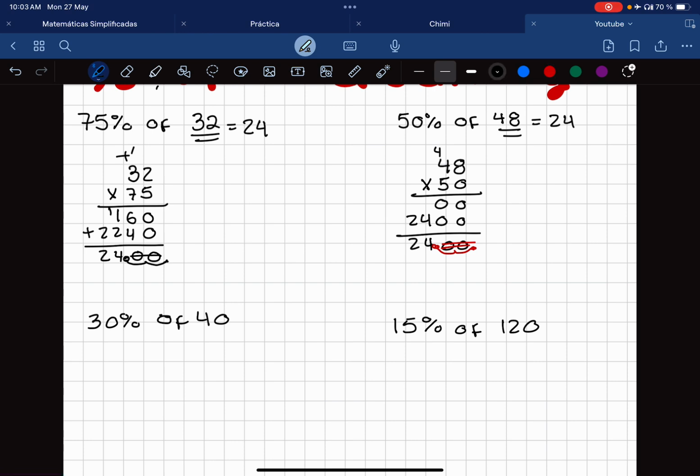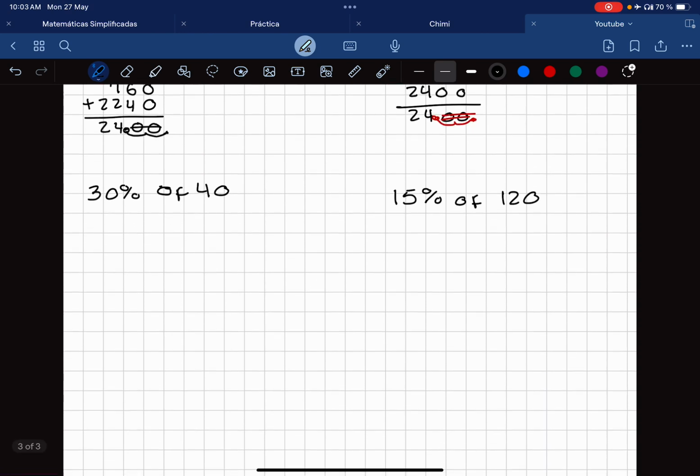And it makes sense, right? Because 50% is the half. And 50% of 48 means half of 48. And half of 48 is 24. So it's correct. Let's look at the last two. Once again, if you want to pause this video to do it by yourself and then check your answer, you can do it. Let's start.